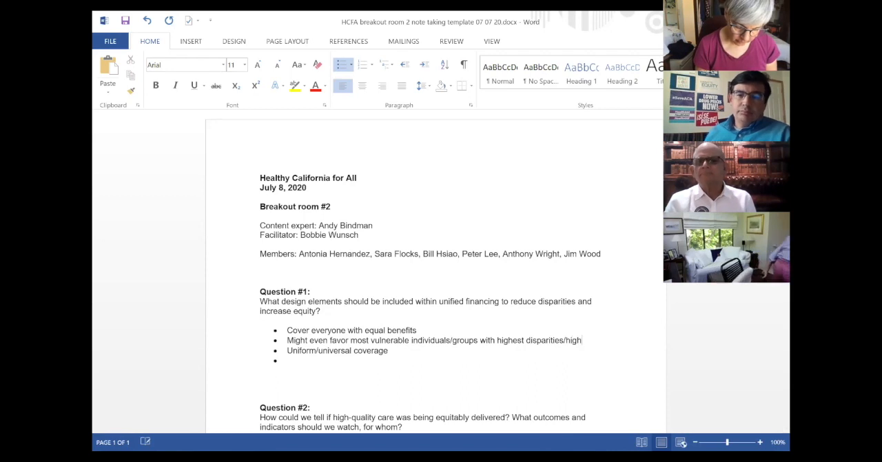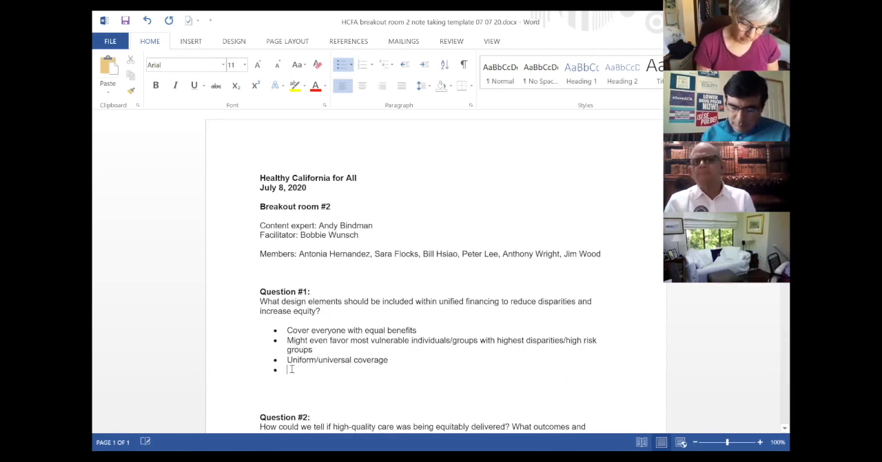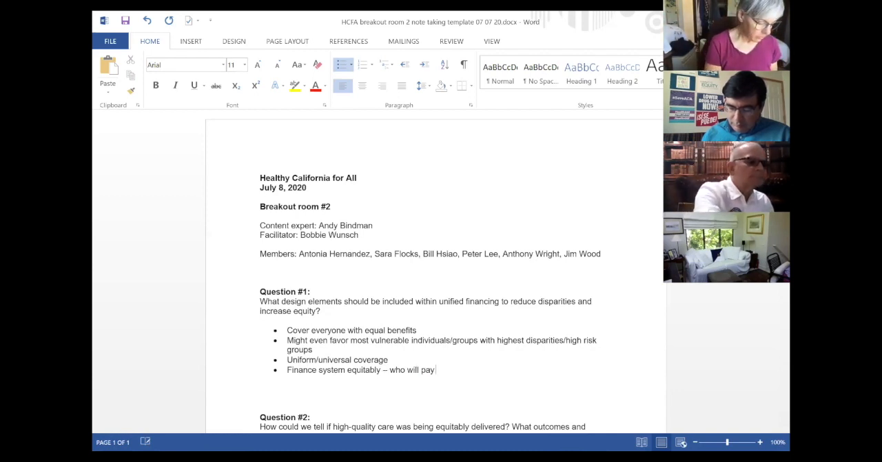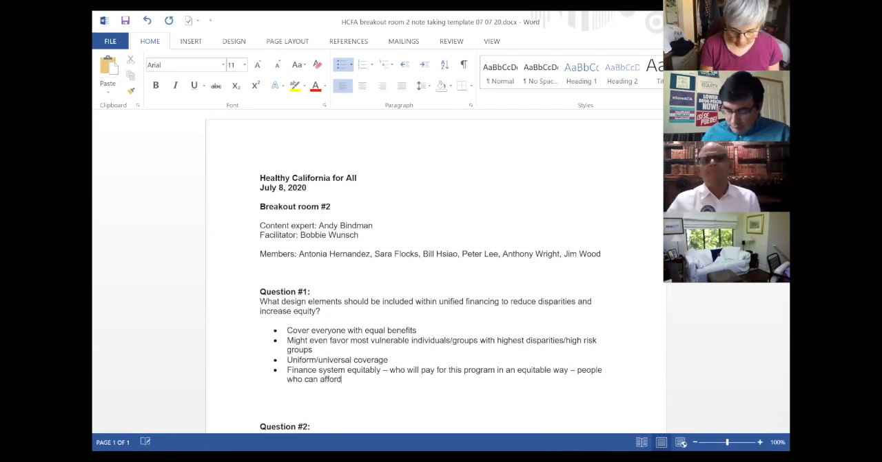And then the third principle is you want to have it financed equitably. We're only talking about one side, which is creating coverage and benefits for people. But at the end of the day, somebody has to pay for it. And so there's an equity issue on who is going to pay for this program. And that should also be done on an equitable basis. That is, people who can afford to pay should pay proportionally more. In other words, some kind of progressive tax. Those would be a few principles I would lay out to achieve equity.